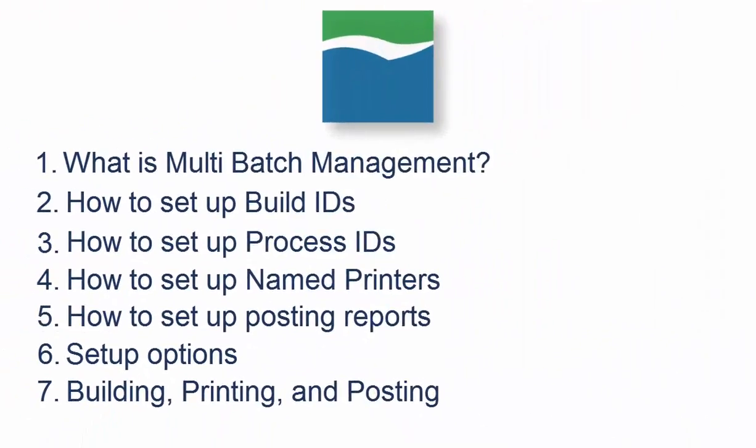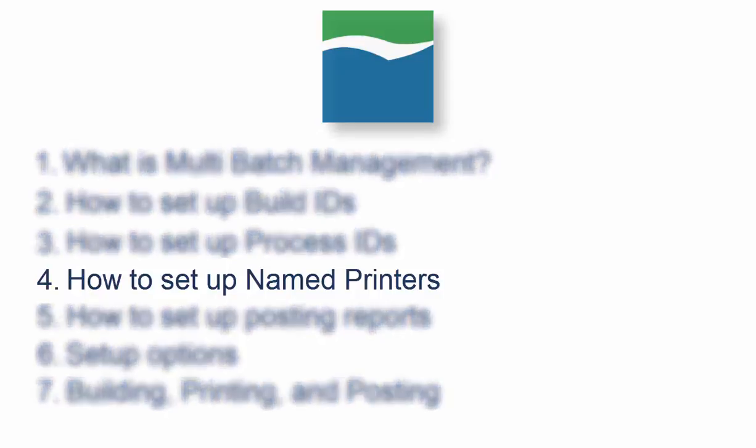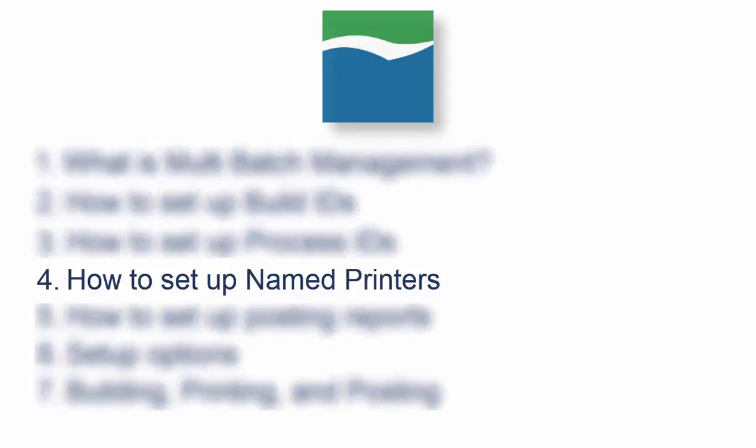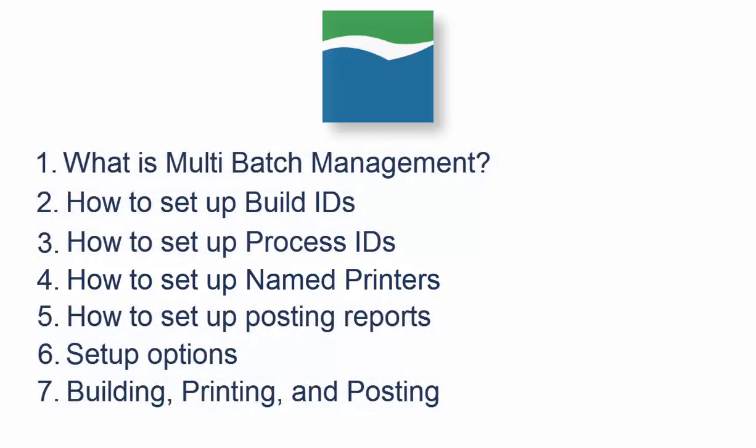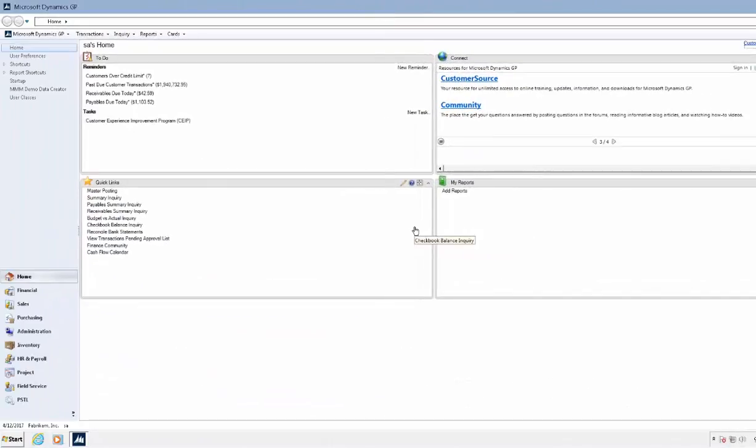Now that the process is automated, there are a couple more steps I need to take before moving on to building batches. The first of those steps is to set up named printers for Mekorma Micker. This will tell the system which printers to use to print checks, so printer selection won't interrupt the automated processes of multi-batch management.